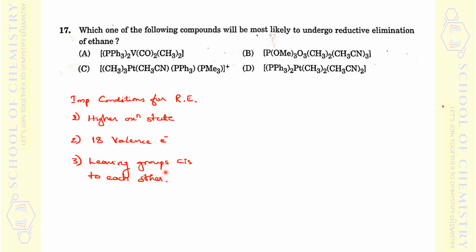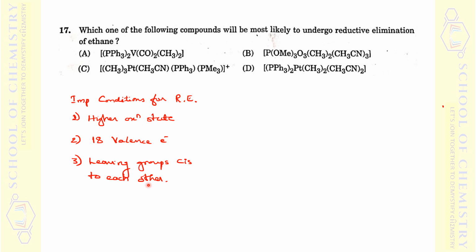This reductive elimination is considered to be the microscopic reversal of oxidative addition. In the case of oxidative addition, whatever two groups we add will be cis to each other. So therefore, the reversal of it should also be true. Therefore, in reductive elimination, leaving groups should be cis to each other. That is very important, and in this particular question also, this third point, an important characteristic of reductive elimination, plays a very important role.